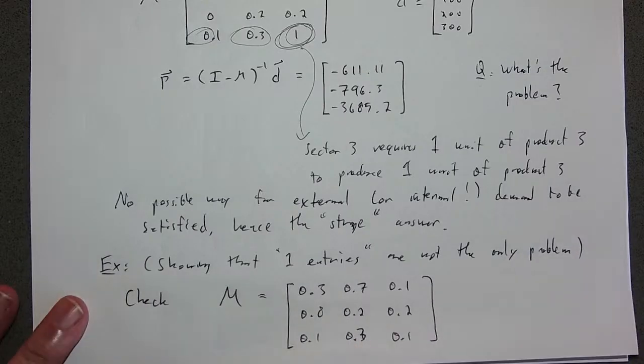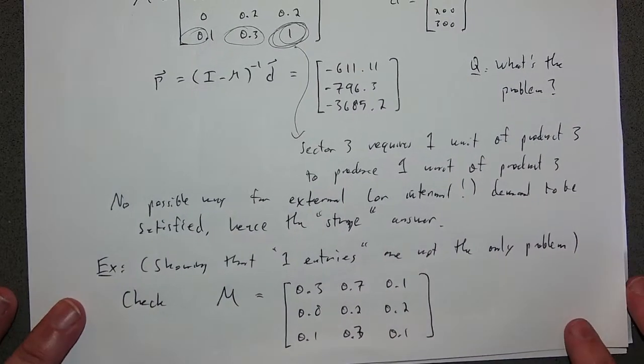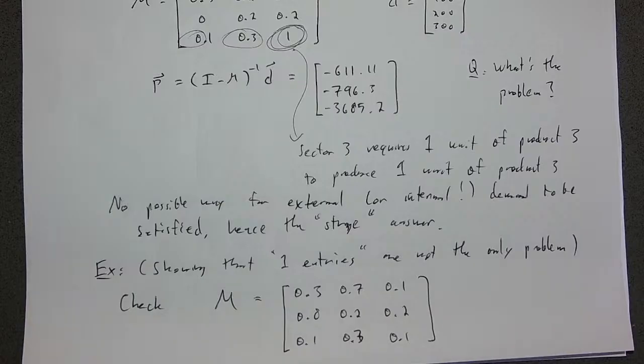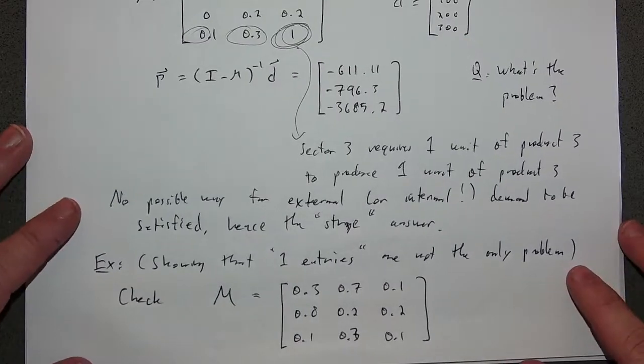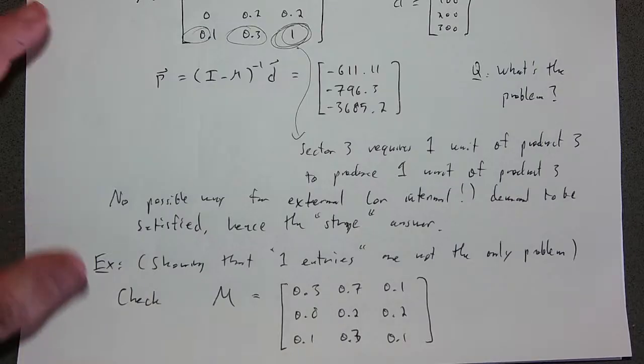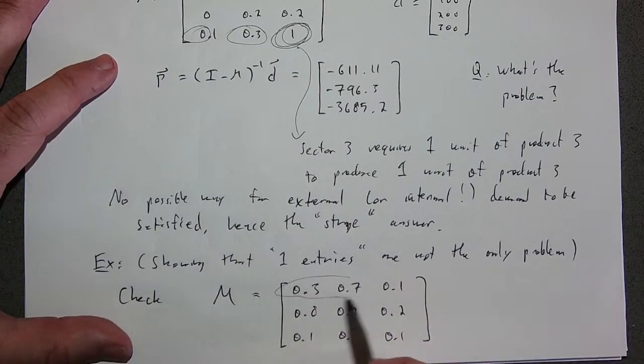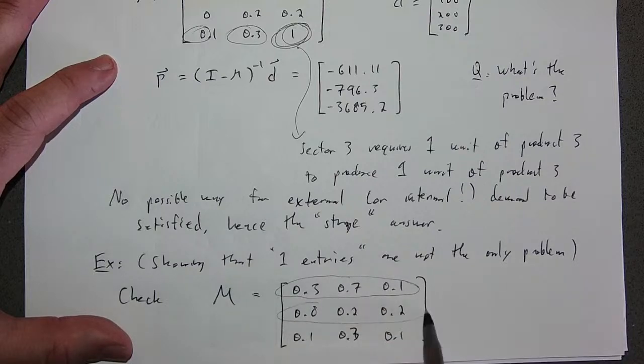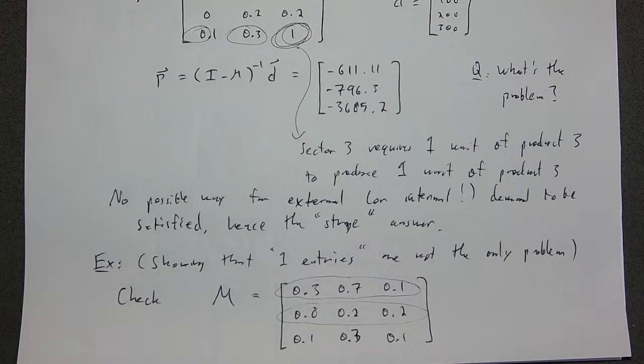I'm not going to check this one for you, but you check this and see that, in fact, this has a similar type of problem. And also think about why that is, and why it's not enough just to avoid the entries of 1. You might think about what reading these rows tells you, for instance, and whether or not that has anything to do with it.